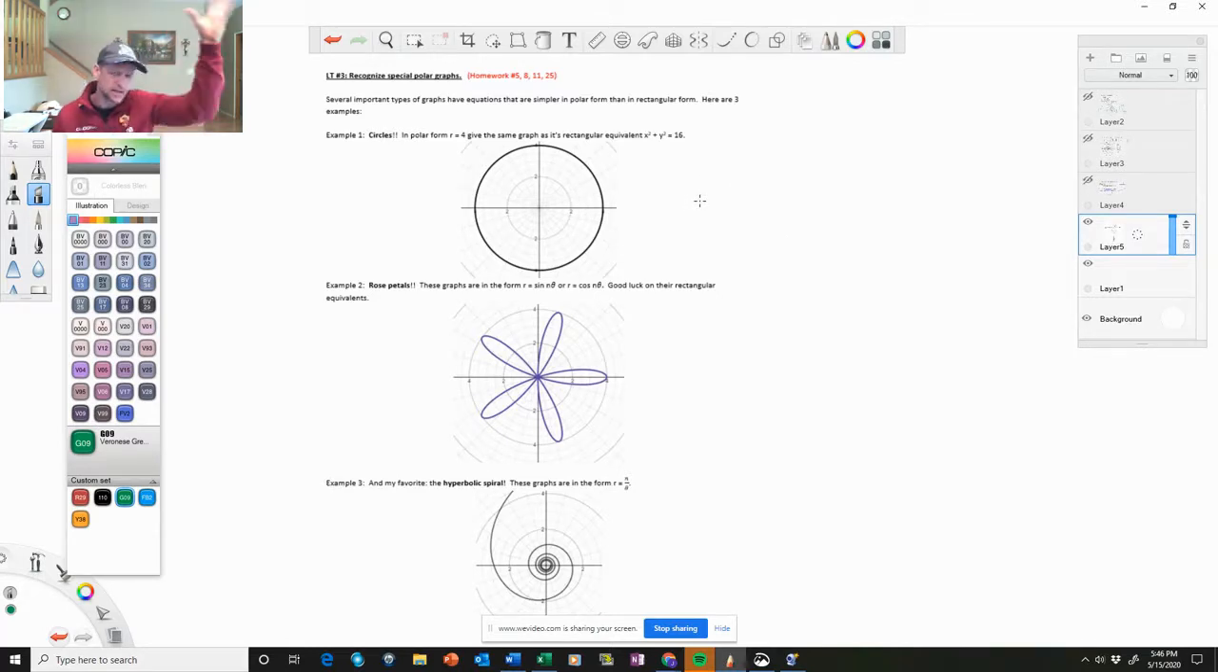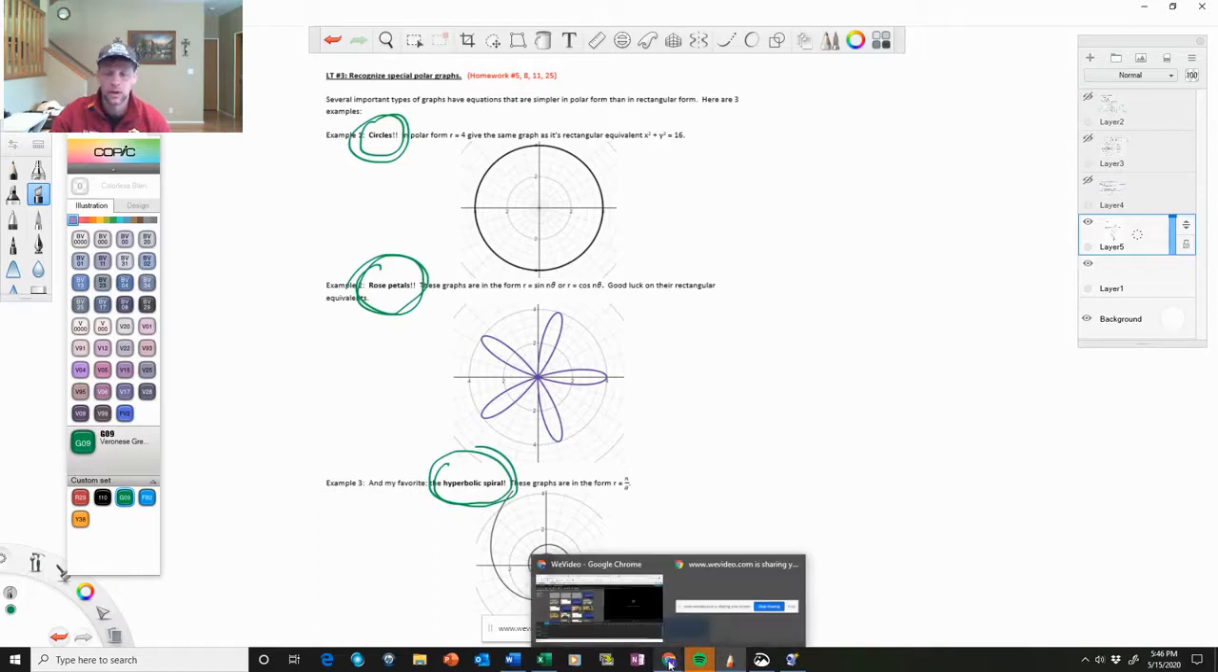There are many, many kinds of polar graphs, but there are 3 that you should say, I know what that is. The first one is circles, and we'll go to Desmos and look at that in a second. The second one is the rose petals. And the third one is the hyperbolic spiral. There are many other kinds, but we're going to take a moment to look at those and just play around a little bit. So join me and come on over to Desmos.